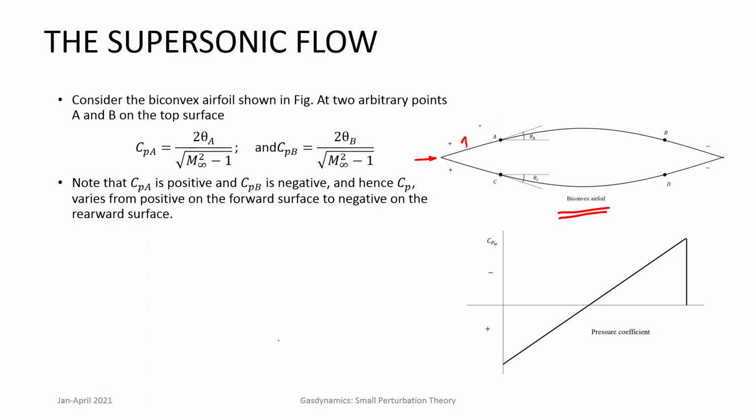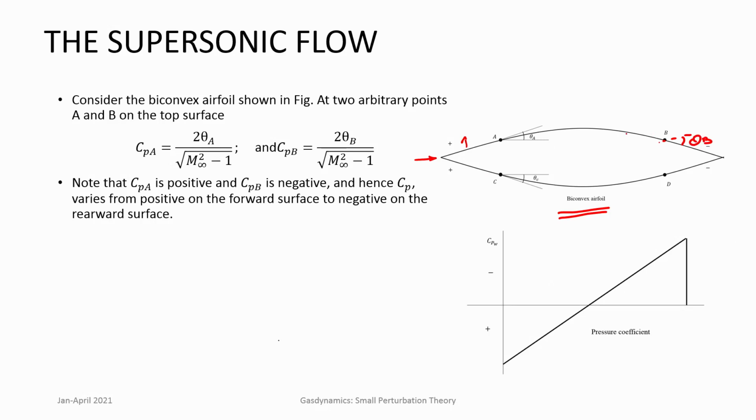So, it sort of compresses the flow here, and this theta is positive, therefore, you get Cp equals 2 theta a by square root of M infinity square minus 1. Here this value becomes positive, but towards the rear part, since it is symmetric, you are getting similar theta values, but in the negative direction now. So, this is theta b, which is negative. So, Cp is negative.